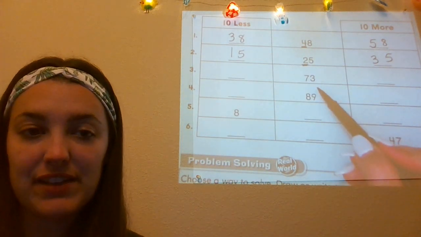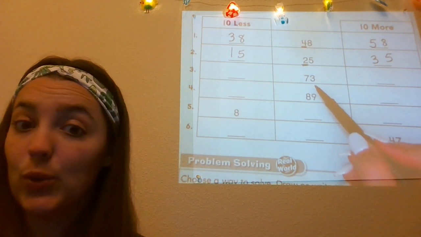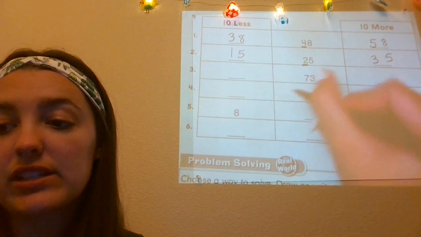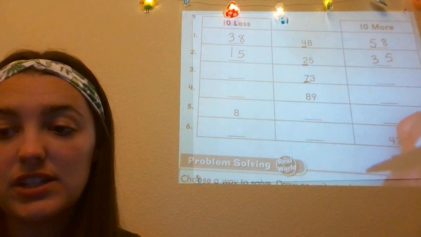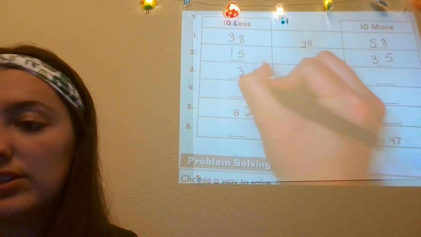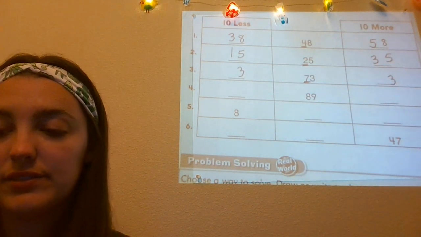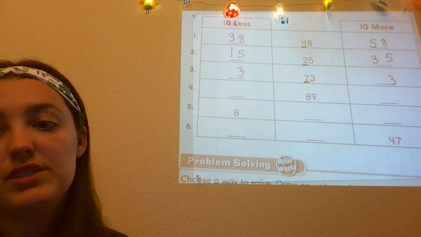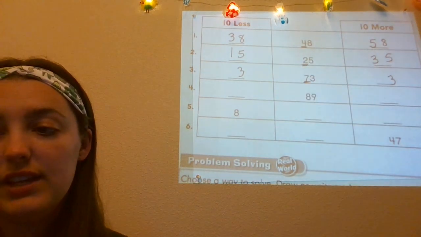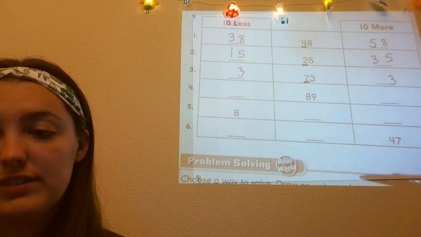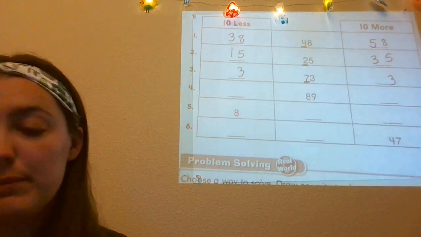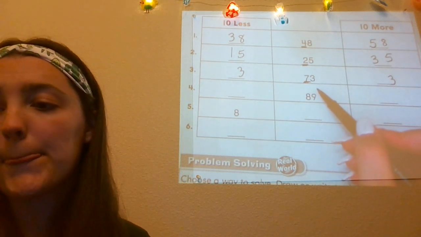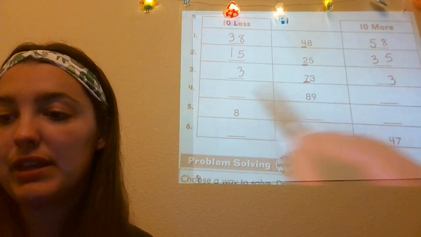Okay, our next number is 73. I'm only changing the tens place. That's the only thing that's changing. So I'm going to underline my 7. That's the only thing that's going to change. I know that these are all going to end in 3. Some of you guys might have already noticed a pattern. 38, 48, 58, 15, 25, 35. Let's see if we can use that same pattern to figure this one out. So if I have 73, okay, the only thing that's going to change is my 7. My 3's stay the same.